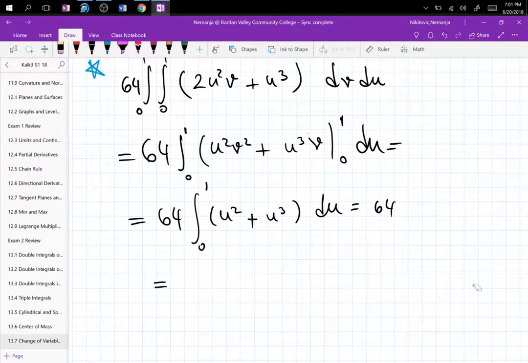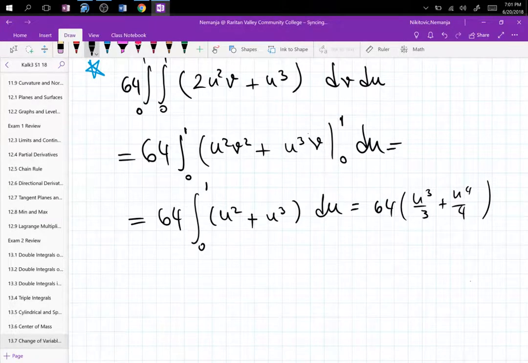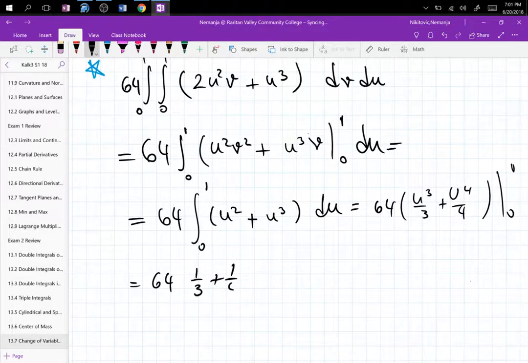So now I have 64, and now I integrate, which is u cubed over 3 plus u to the 4th over 4, computed from 0 to 1. Nice. So all of these are in terms of u. Okay, I have 64. Plug in 1, that's 1/3 plus 1/4. Now 1/3 plus 1/4 is clearly 7/12.